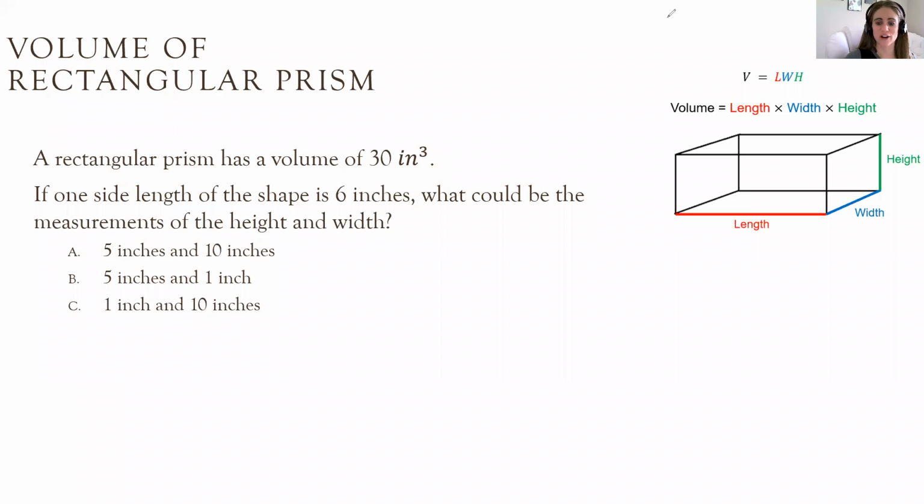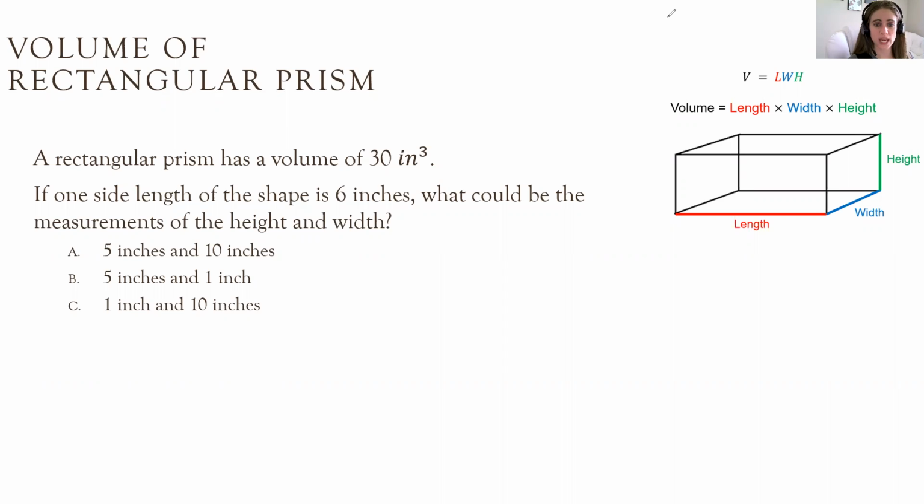All right, here we have our final example. We're going to do one more problem with a rectangular prism. A rectangular prism has a volume of 30 inches cubed. If one side length of the shape is 6 inches, what could be the measurements of the height and width? And we are given 3 multiple choice options.